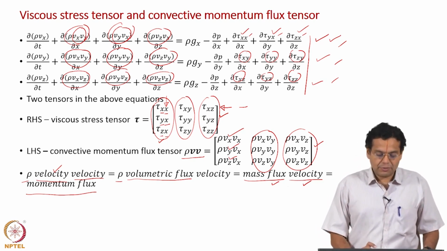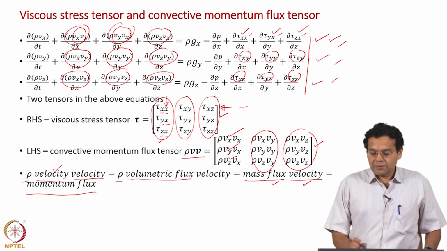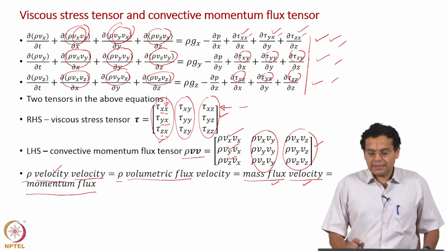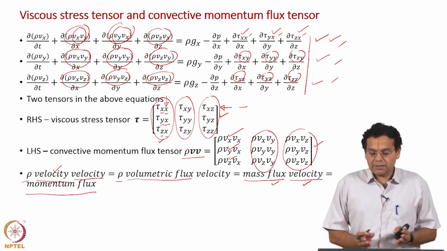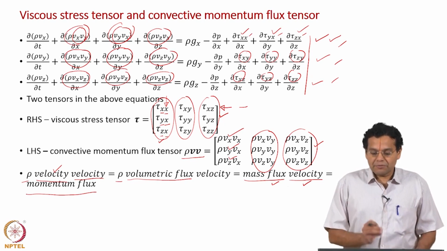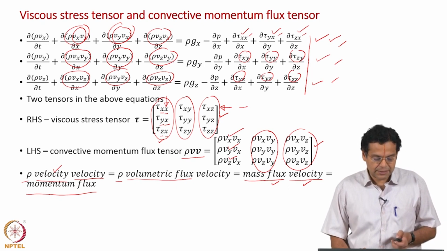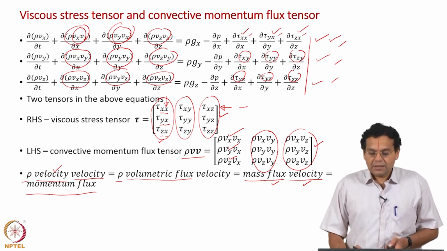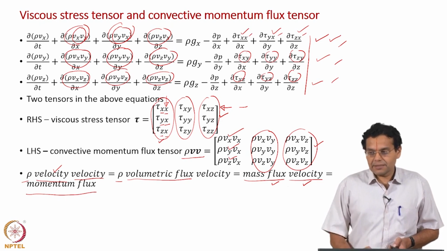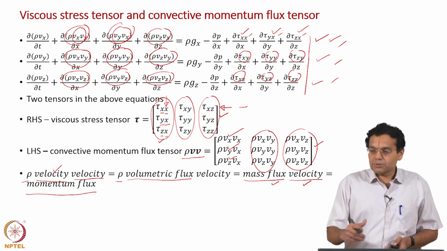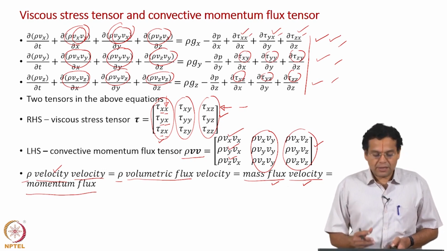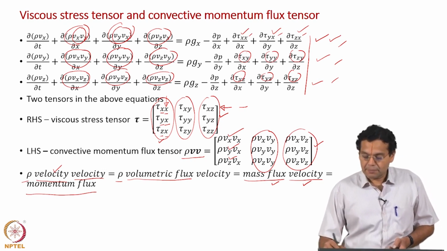Now, next, why is it a tensor? Obviously, each term is associated with a pair of directions. We have Vx Vx, Vx Vy, Vx Vz, and that is what we will discuss in the next slide. We know that the stress tensor is a tensor because it has 2 directions. We will compare these 2 tensors in the next slide and also understand why this matrix is a tensor.